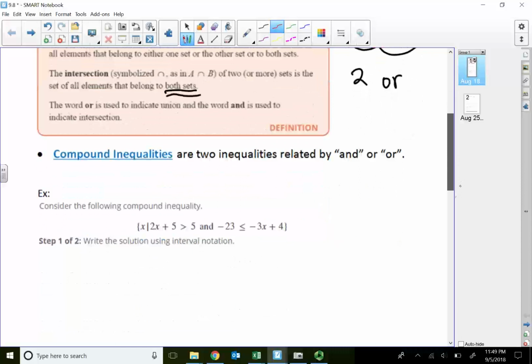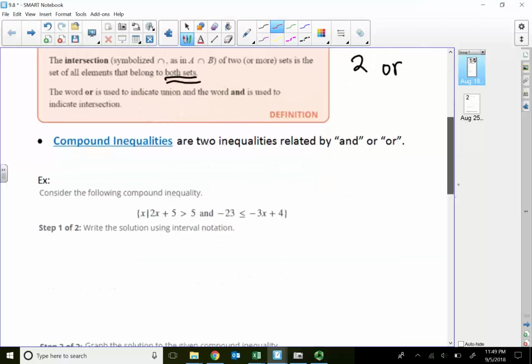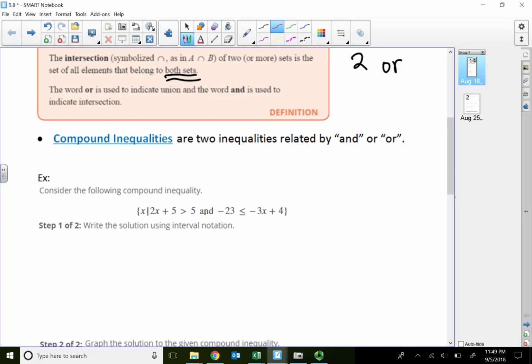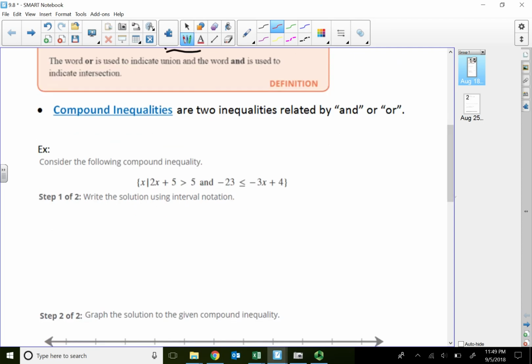So in this video I'm going to show you how to solve linear inequalities with the word and. Basically I'm solving two linear inequalities at the same time. Once I finish solving, I'm going to relate my solutions using the word and. So this is the set of all x's such that 2x plus 5 is greater than 5, and I have another inequality: negative 23 is less than or equal to negative 3x plus 4. Let's solve for x for each inequality.